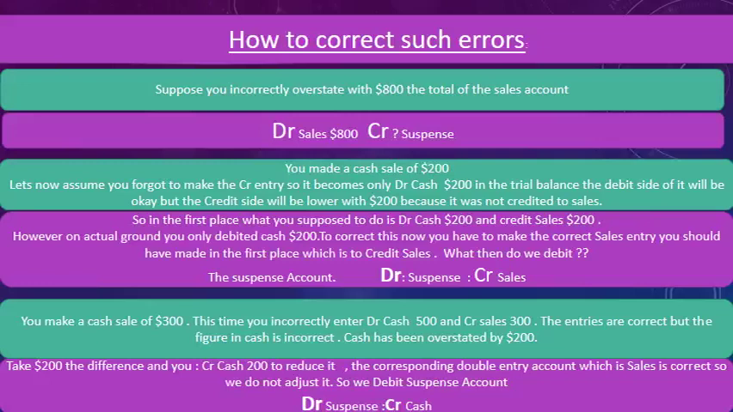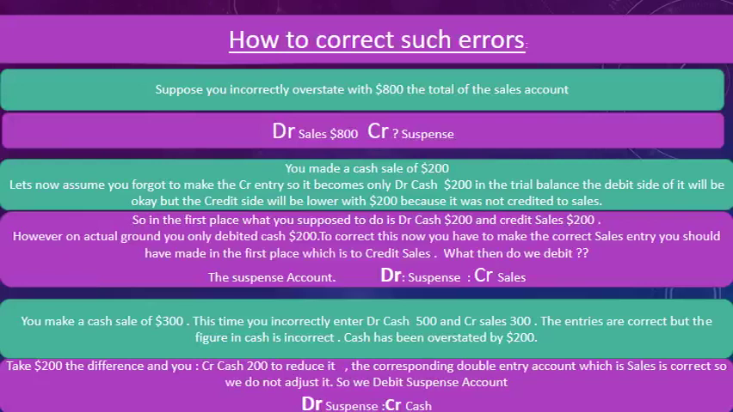So error number 3 now. You make a cash sale of $300. This time you incorrectly entered debit cash 500 and credit sales 300. The entries are correct, but the figure in cash is incorrect. Did you notice that? You made a cash sale of 300. This time you incorrectly entered debit cash 500 and credit sales 300. So you debited 500 instead of 300. There's a difference of 200 there. Did you notice that? So cash has been overstated by $200. If you say 500 minus 300, that's 200.